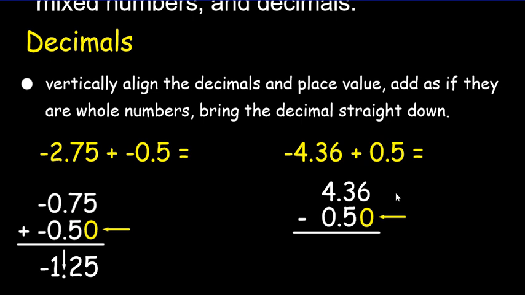Again, if you want to annex the zeros, that's fine, but now we're subtracting. And we get this as our answer. Bring your decimal straight down. Notice it's a negative because we are farther to the left. Our starting position is farther to the left than the number of units that we're moving to the right.